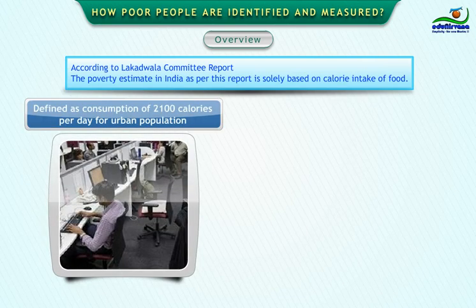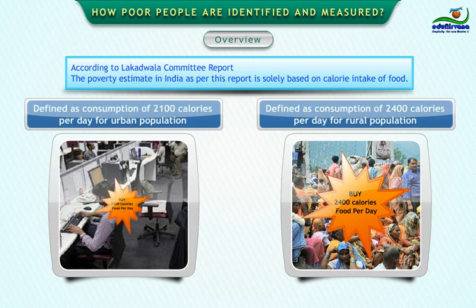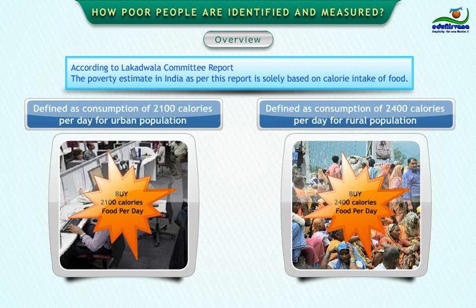It is defined as consumption of 2,100 calories per day for the urban population and 2,400 calories per day for the rural population. The difference is because of the perception that villages need more calories because they do more physical activity. Hence, if a person has enough money to buy 2,400 and 2,100 calories worth of food in rural and urban areas respectively, he or she is supposed to be above the poverty line.